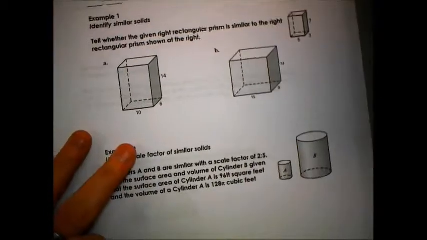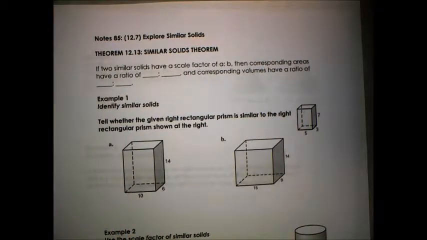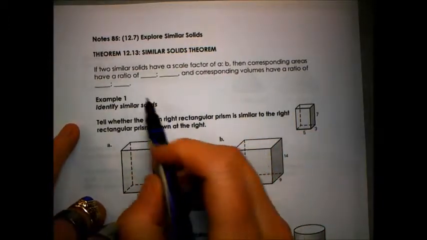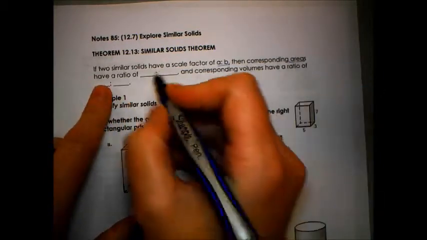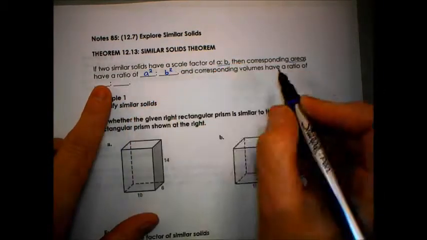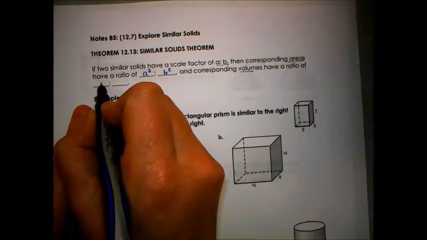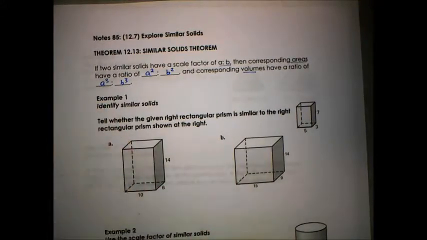The first page says we have Theorem 12.13. Two similar solids have a scale factor of a:b. Corresponding areas are going to be squared, a squared and b squared. And if it deals with volume, then it'll be cubed, a cubed and b cubed. And this is so you don't have to do all those formulas I've taught you.